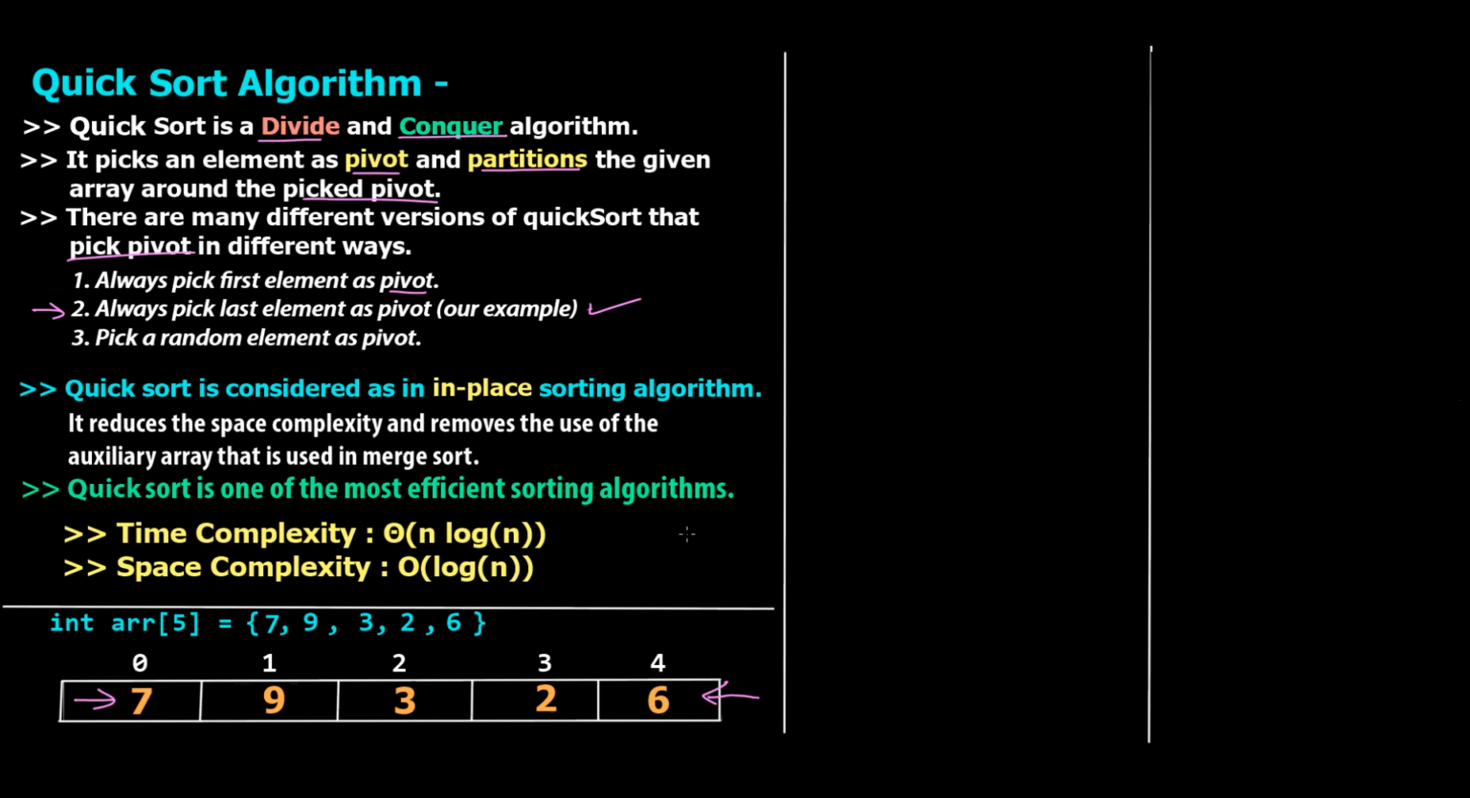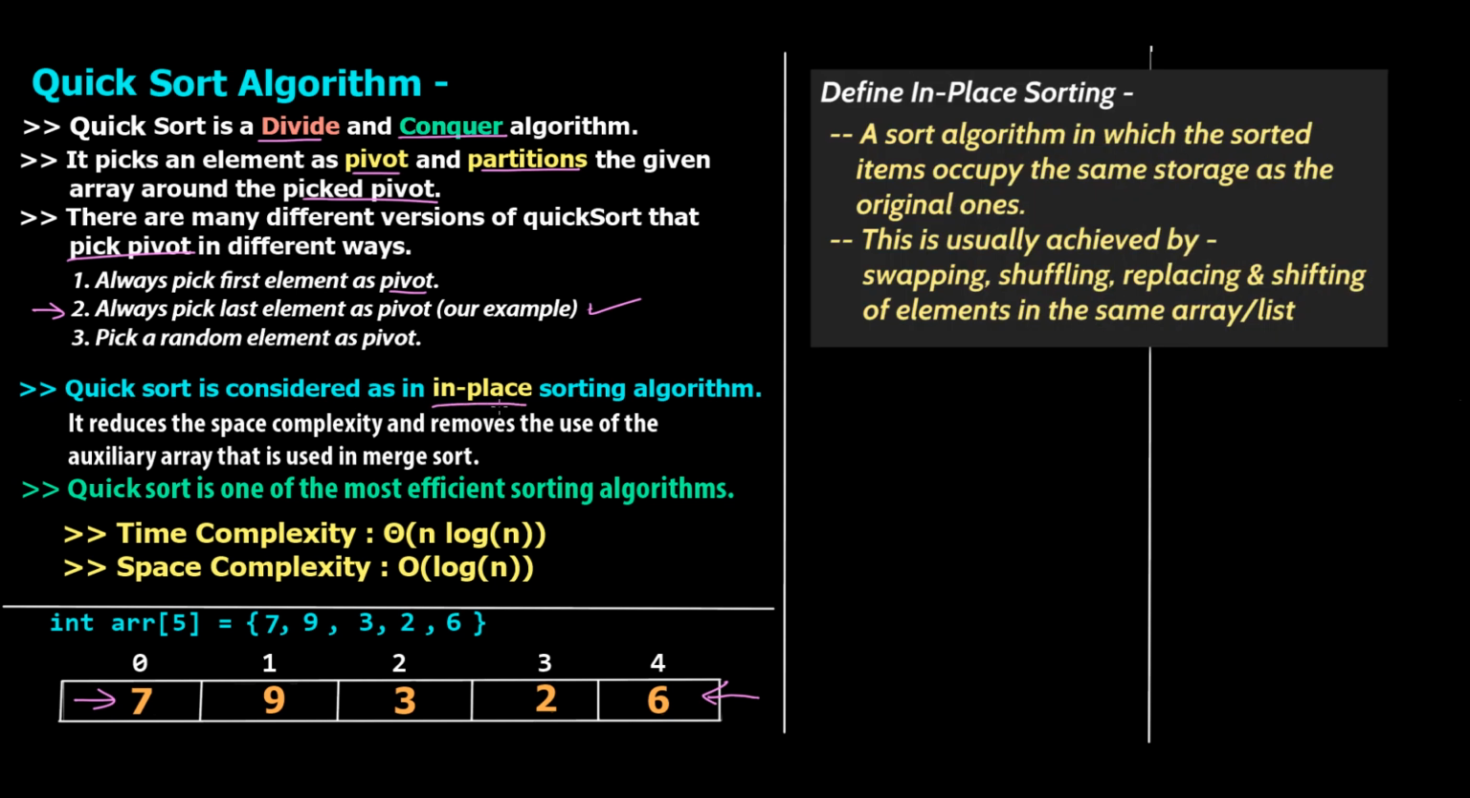Okay, now another differentiating factor between QuickSort and merge sort is that QuickSort is considered an in-place sorting algorithm. So just like selection sort, insertion sort, and bubble sort, an in-place sorting algorithm sorts the existing array in its place itself, which means that it uses swapping or substituting or replacing of elements in the same array. It does not require a separate array or temporary memory to perform the sorting. So this is what in-place sorting algorithms do.